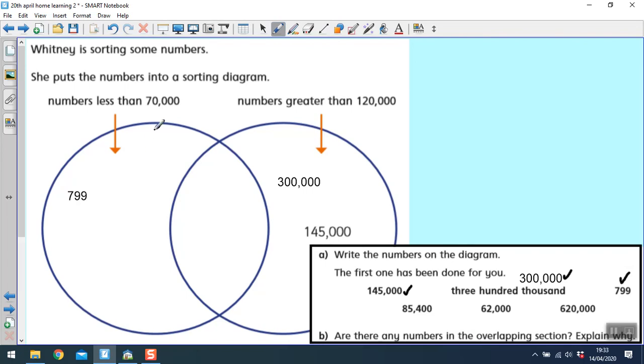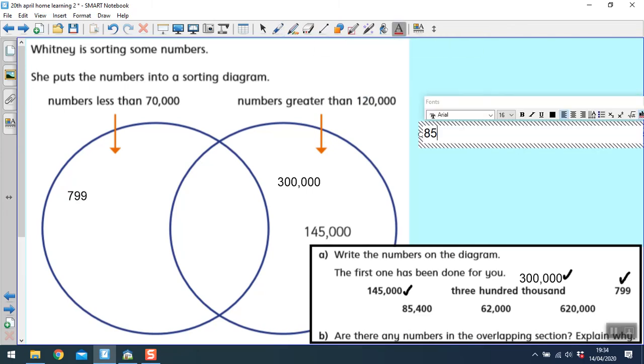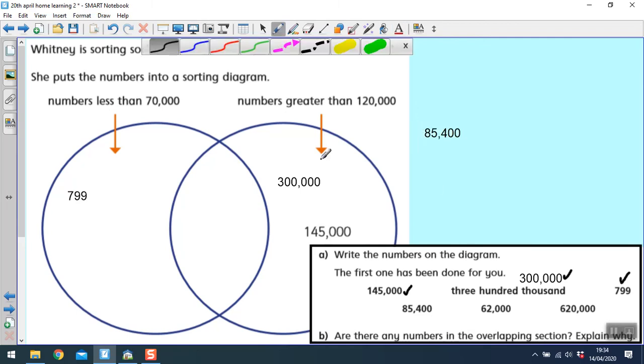85,400. Is it bigger than 120,000? No, it's not, is it? Is it less than 70,000? No, it isn't. It's bigger than 70,000, but it's not bigger than 120,000. So where does it go? That one needs to go on the outside because it doesn't qualify for any of those statements.